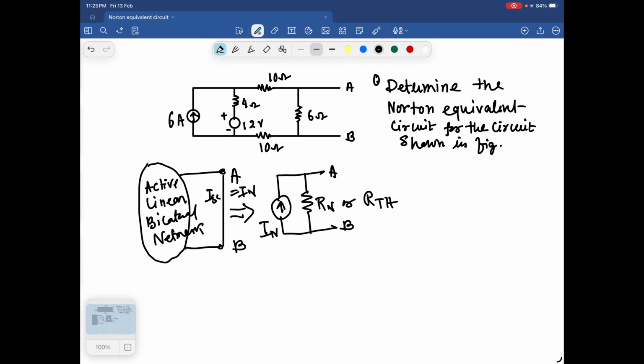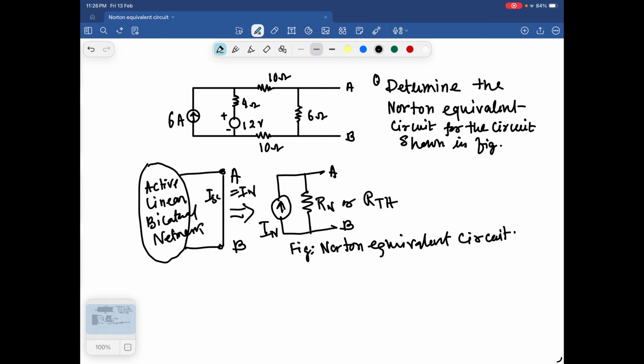So here we can see there are 4 resistances and one current source and one voltage source. And ultimately we need a Norton circuit. This is called the Norton equivalent circuit. So we have to find out the RTH and IN both.